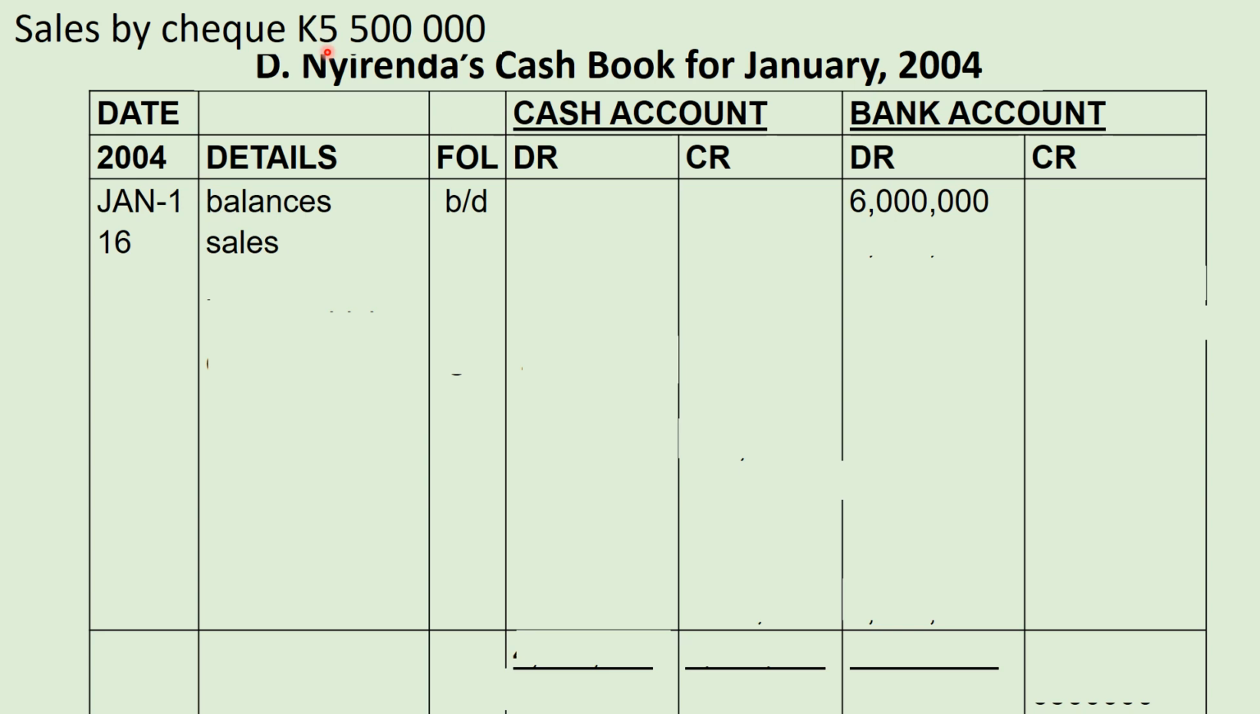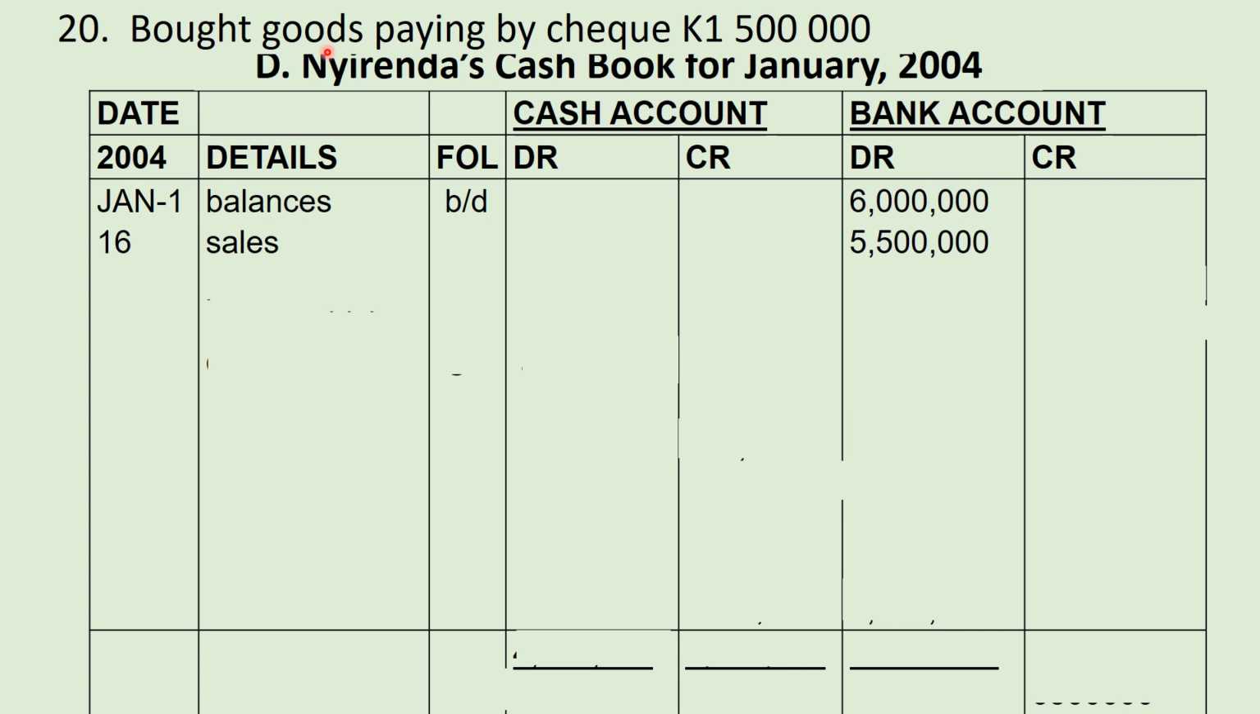Okay, meaning that the two accounts that were involved were sales account and bank account. So we write sales there. Then in the bank account, to show that we received 5,500,000. So that means the total amount of money in the bank account is 11,500,000.